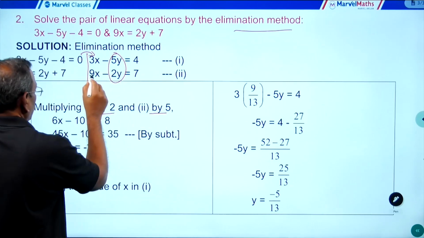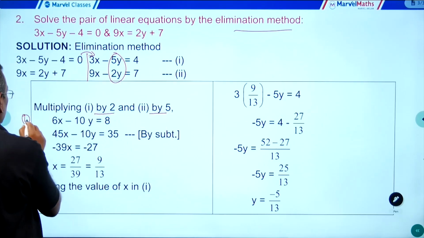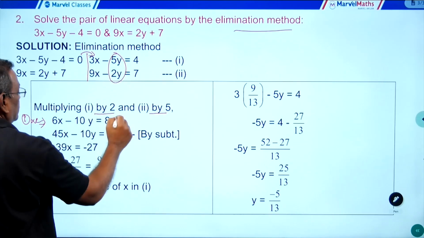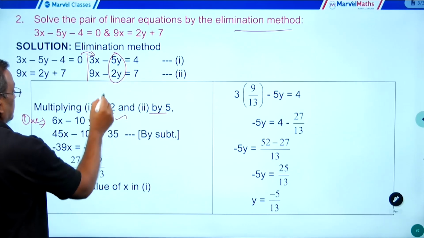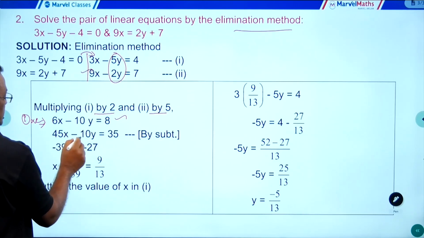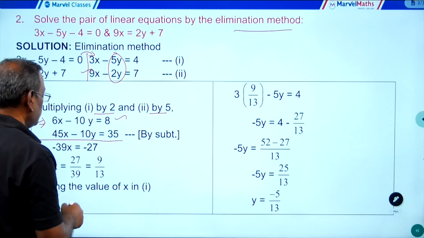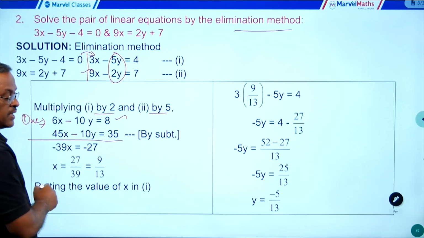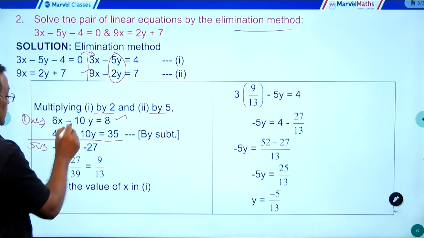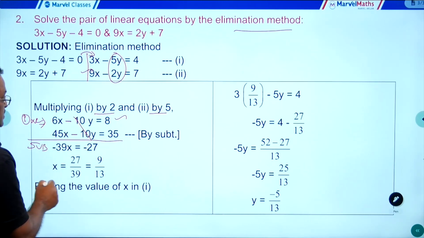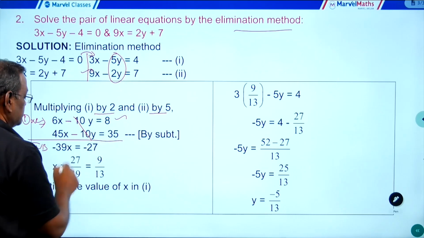If you multiply equation 1 by 2, what is the equation? 6x minus 10y equal to 8. And multiply the second equation by 5: 45x minus 10y equal to 35. Now both have the same sign and hence subtract. If I subtract, these two get cancelled. 6 minus 45 is minus 39 and 8 minus 35 is minus 27.